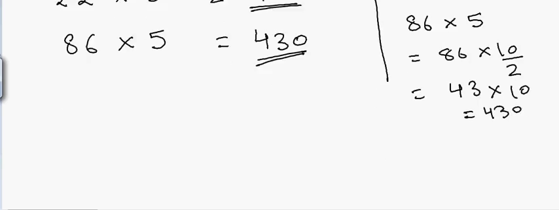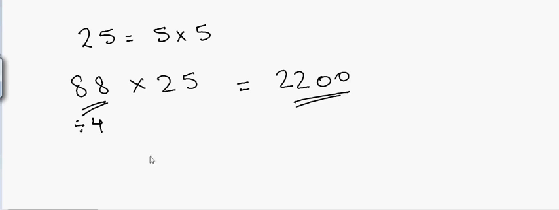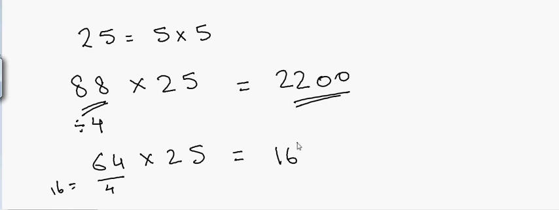Now let's go to 25. If I have to multiply any number by 25, we know that 25 is equal to 5 into 5. So instead of dividing by 2, we will divide by 4. Suppose I have 88 and I want to multiply it by 25. In this case, I will divide 88 by 4. That will be equal to 22, and then I put 00 in the end. So that is my answer. Again, if I have to multiply 64 by 25, that will be equal to 16, because 64 divided by 4 is equal to 16. So we have 1600 as the answer.